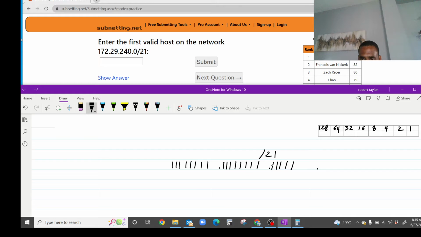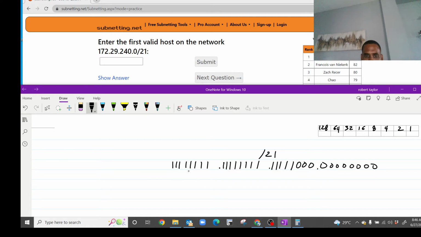So how many bits do I have here? 1, 2, 3, 4, 5. So the rest are zeros: 0, 0, 0. And then for this last octet, it's all zeros. So this is what 21 actually represents in binary.